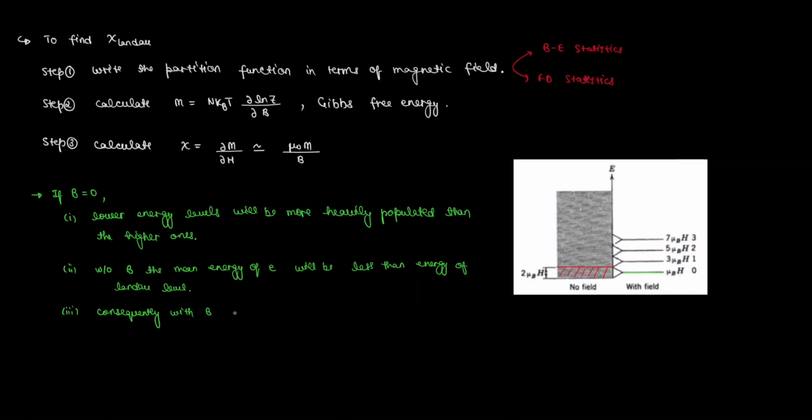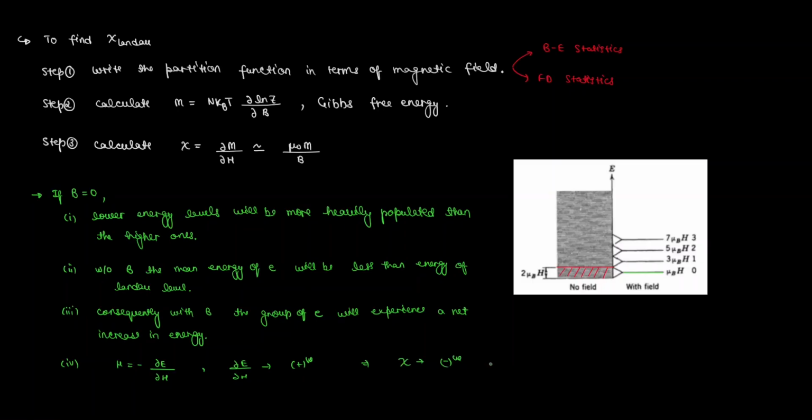Consequently, with a field, this group of electrons will experience a net increase in energy. Hence, the energy of the whole system will be increased. Now, as the magnetic moment is given by the negative of the derivative of energy with respect to field, and this derivative is positive, therefore the susceptibility in this case will be negative, representing diamagnetism. Next we will calculate the partition function.